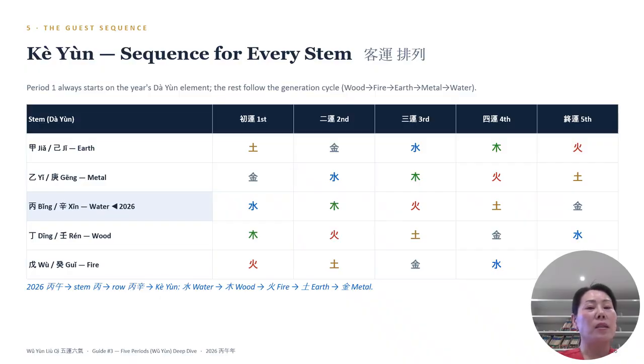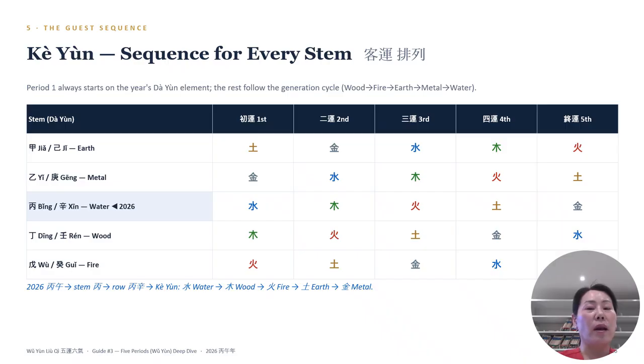Here's how the guest sequence is built for any year, and it's pleasingly simple. The rule is the first guest period always starts on the year's Darwin element, and then the remaining 4 just follow the generating cycle from there. Wood feeds fire, fire feeds earth, earth feeds metal, metal feeds water, and around again.